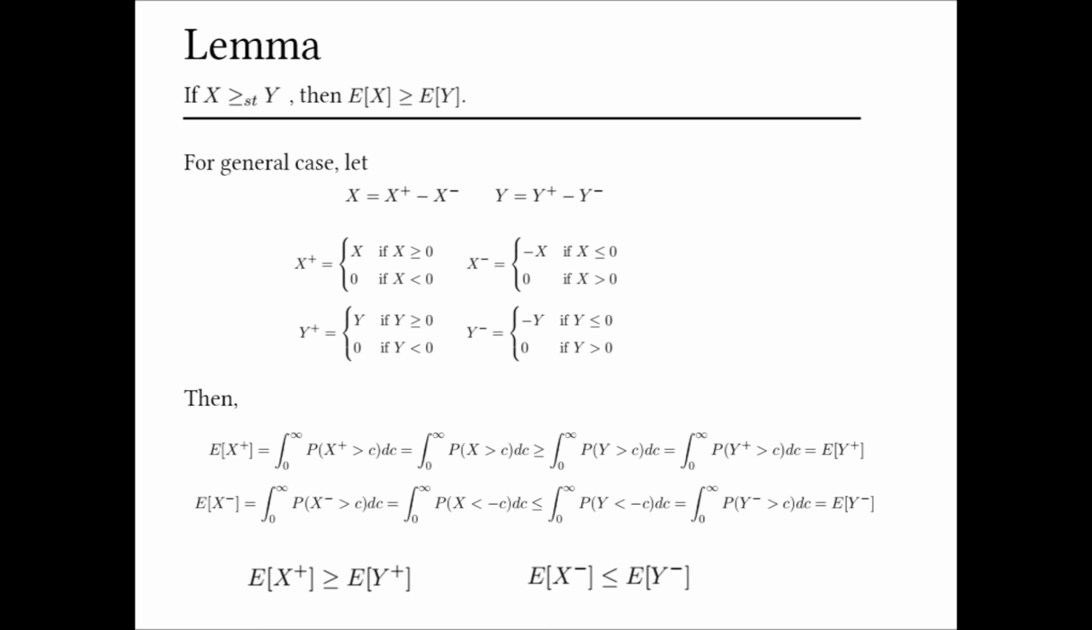And finally, the probability of y being greater than c can be replaced by the probability of y plus being greater than c, since the integration is again from 0 to infinity. And the last integration in this expression is equivalent to the expectation of y plus. Therefore, the expression shows that the expectation of x plus is greater than or equal to the expectation of y plus. And in a similar way, the second expression shows that the expectation of x minus is less than or equal to the expectation of y minus.